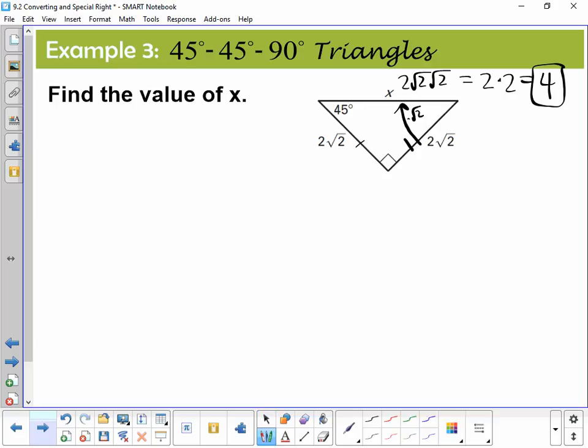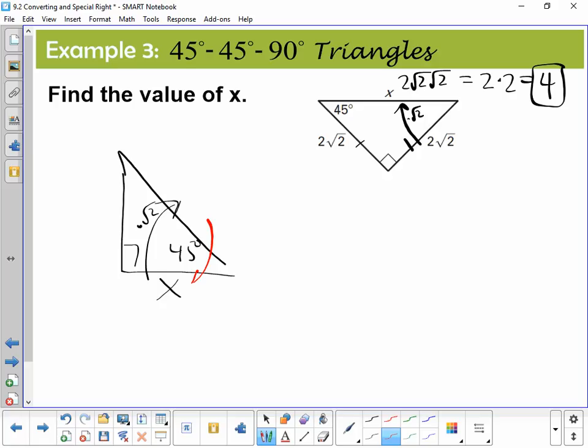So when you're working with 45, 45, 90 triangles, just remember, if you're going to the hypotenuse, if you're going to the longer side, you multiply by root 2. If you're going the other direction, you have to divide by root 2.